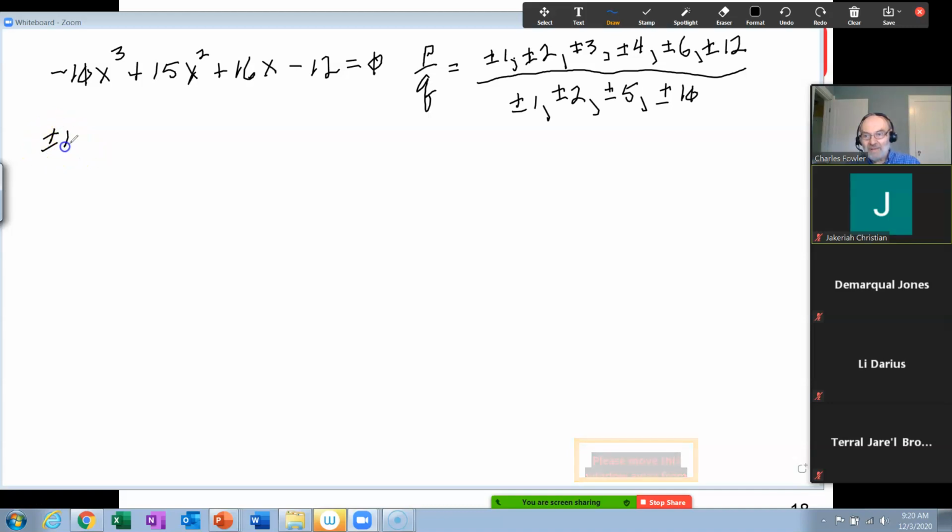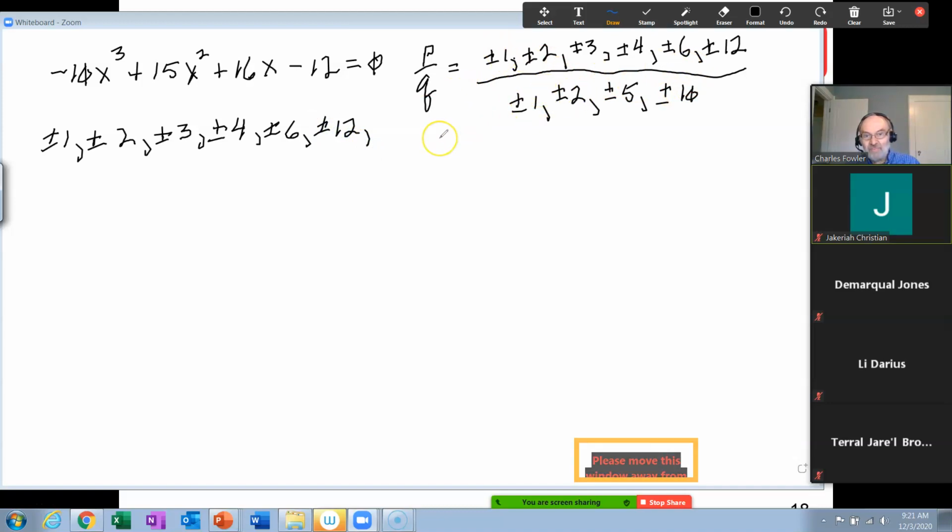Plus or minus 1. I like to do the integers first because they're easier. Plus or minus 2, plus or minus 3, plus or minus 4. This is when you put all of these over the 1. Okay, that's what we're doing. Plus or minus 6, plus or minus 12. Okay, that's all over 1.